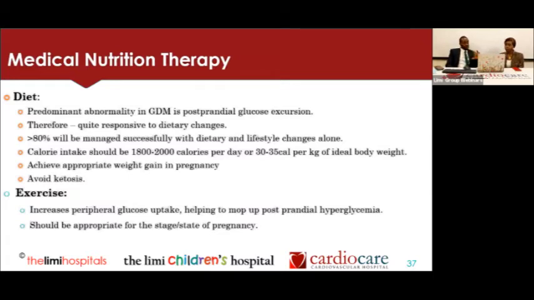So I'll just talk about some of these medical parts first, and then Dr. Nicole will give us insights about the antenatal and other obstetric care. So the pharmacotherapy, basically, as I said just now, is that the vast majority of patients with gestational diabetes you'll be able to manage on just diet and lifestyle changes alone without requiring pharmaceuticals.